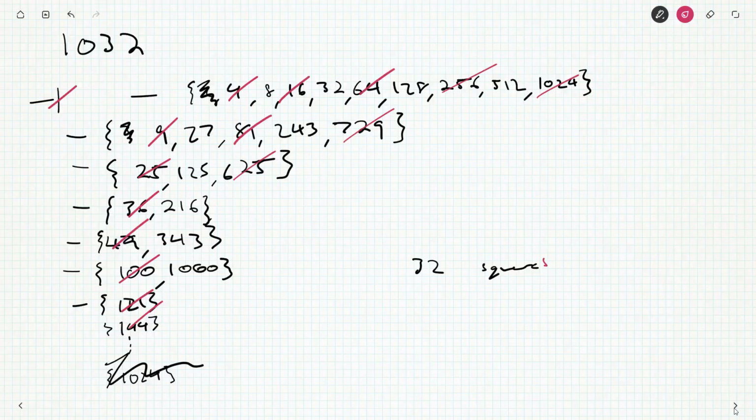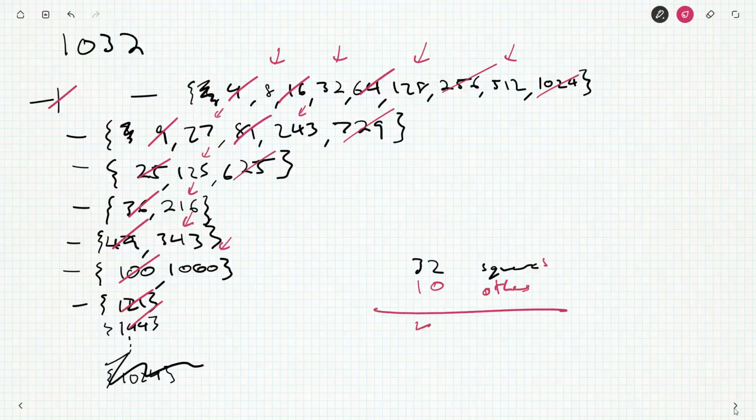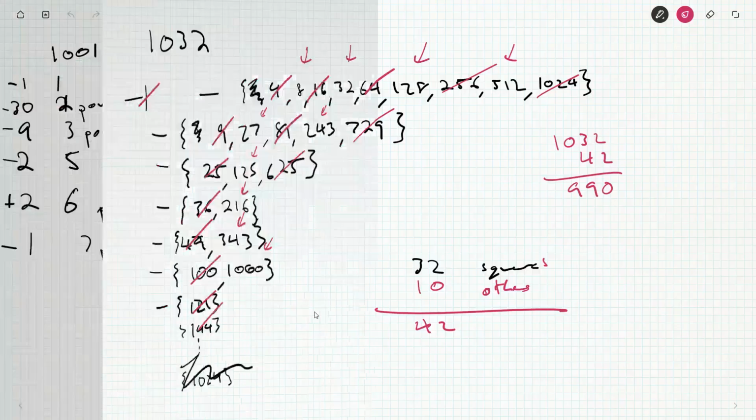So now we'd be down to 1,000, and we clearly have some more numbers. So I've done something wrong. 1, 2, 3, 4, 5, 6, 7, 8, 9, 10. So 10 others. So we should be down by 42. So 1032 minus 42, I'm off by 10. So he should be the 990th. What did I do wrong?